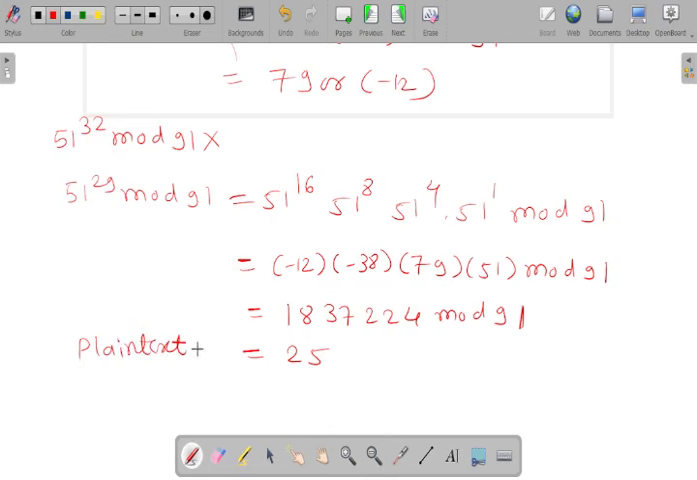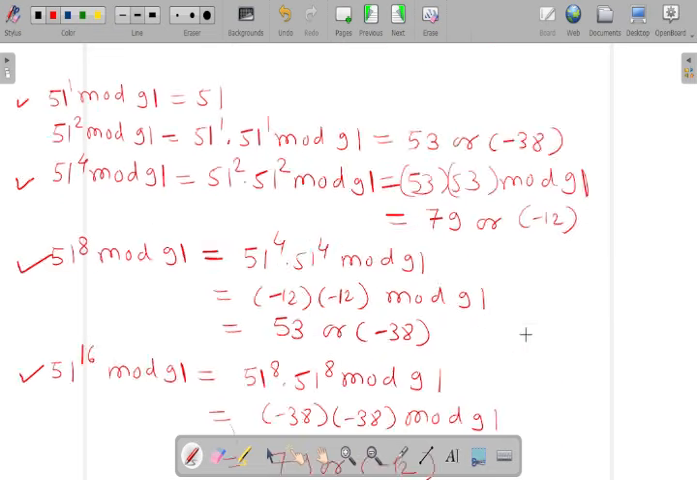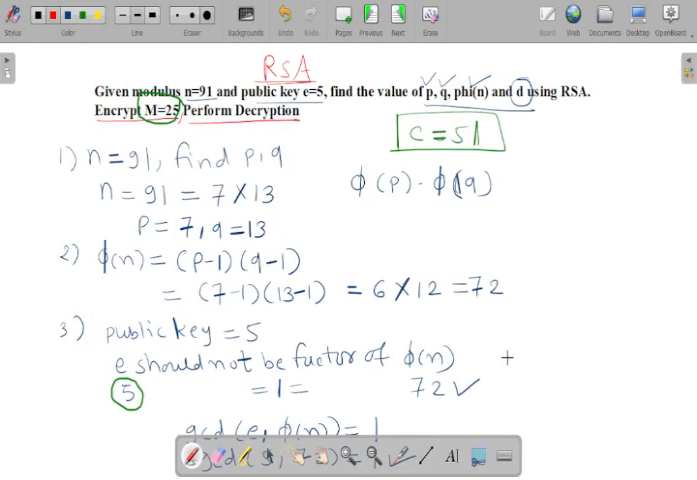So in this way, you have calculated your plain text message and you have performed the decryption process. So in the given example, the value of n is given, the value of E is given, and the value of m is given. Based on that, we have calculated the value of P, the value of Q, phi of n, and our private key, and we have performed the process of encryption as well as decryption.